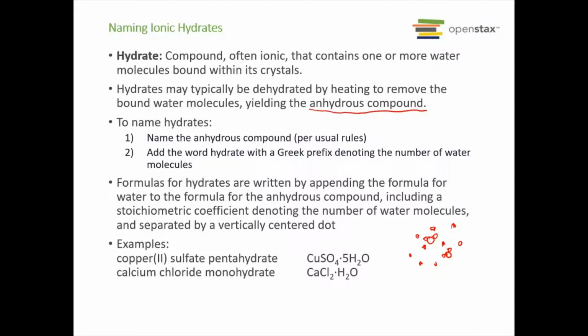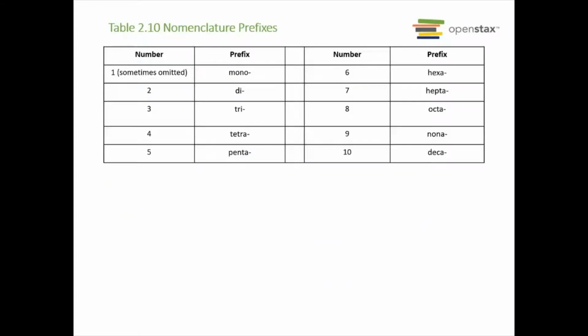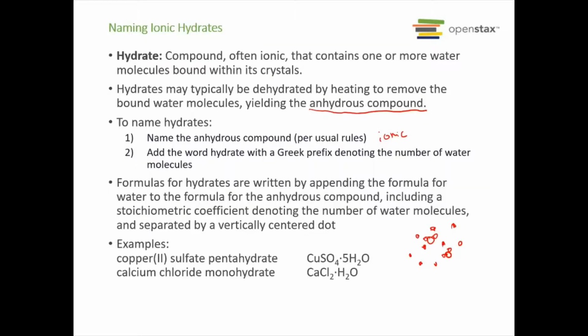To name the hydrates, you start by naming the anhydrous compound, which is just the regular ionic name. Then you add the word hydrate with a Greek prefix that says how many water molecules there are. So this is where this nomenclature prefix table comes into play: mono, di, tri, tetra, penta, hexa, hepta, octa, nona, deca. We'll need those later too. You put the water on the formula when you're writing it out for a hydrate. It goes on the end. You write your ionic compound formula, then a little dot, and then the number in front to say how many waters there are.